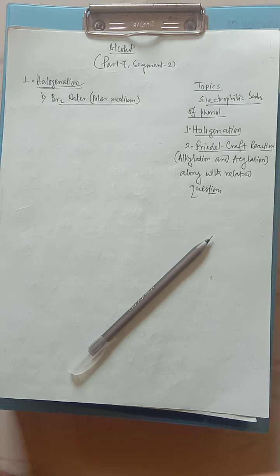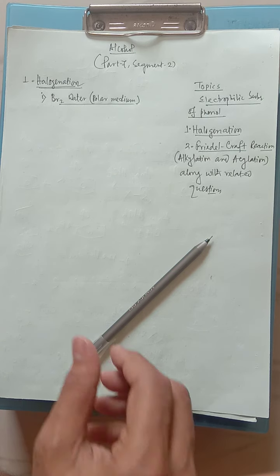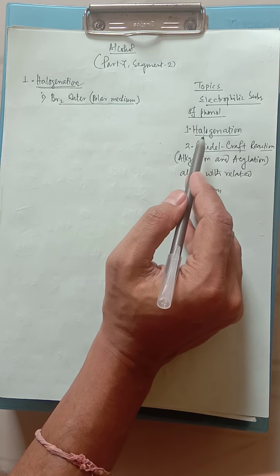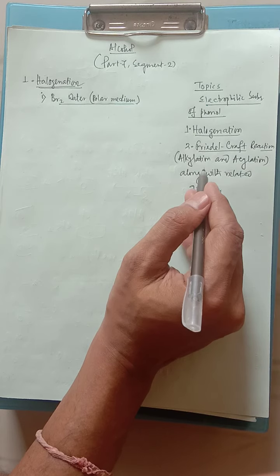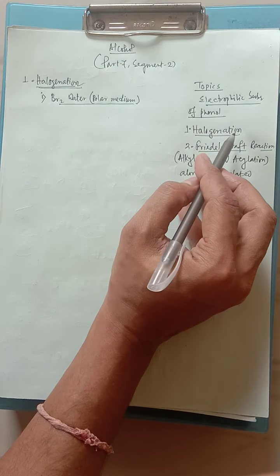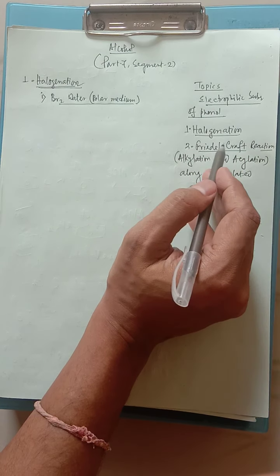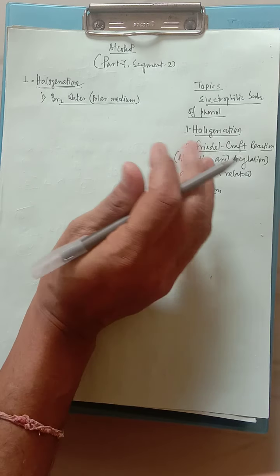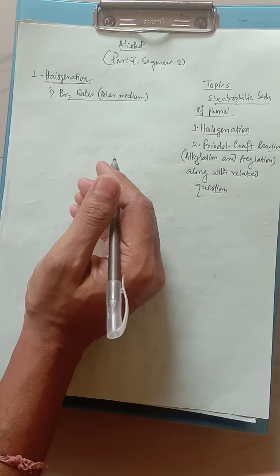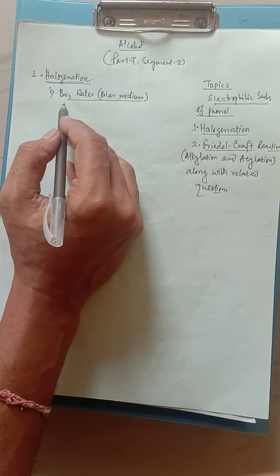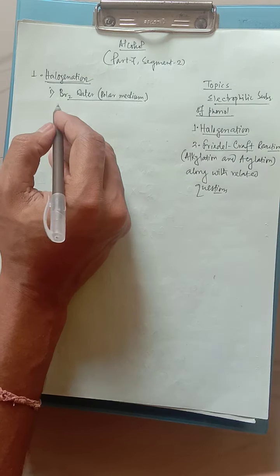That means segment 2 of part 7 of alcohol, we are going to discuss electrophilic substitution of phenol. First of all, halogenation and then Friedel-Crafts reaction. In the last video, we discussed the nitration of phenol. More or less identical, halogenation and nitration. In nitration, it was the nitro group, that means NO2 group. In case of halogen, it will be the halogen only. So more or less the effect is the same, that means ortho-para position is occupied here by halogen, whereas in nitration, it was a nitro group.